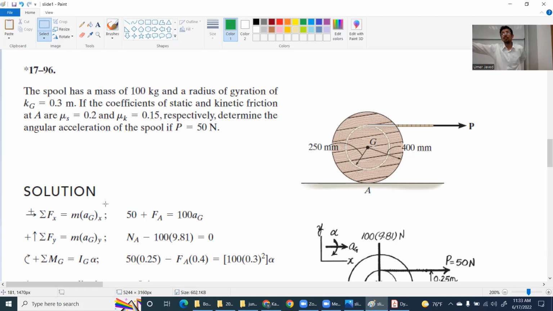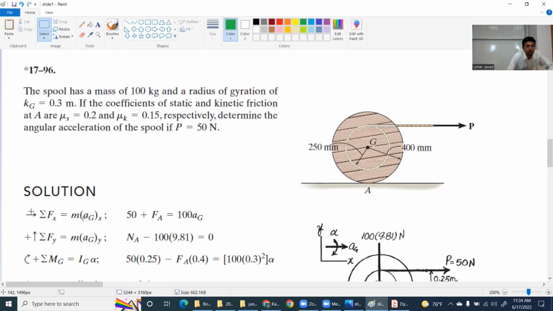So can you all just have a look at the solution so I can say goodbye for the break. The spool has a mass of 100 kilograms and a radius of gyration of this. If the coefficients of static and kinetic friction are these, determine the angular acceleration of the spool. Now, when it comes to friction, its direction and details, I told you that you all can be a little lenient in that aspect of the friction. Other than that, just focus on everything.